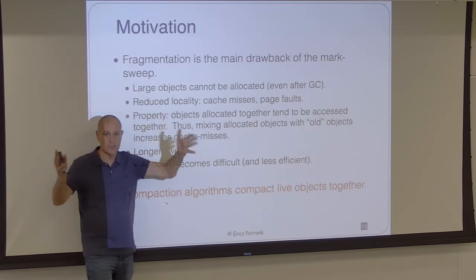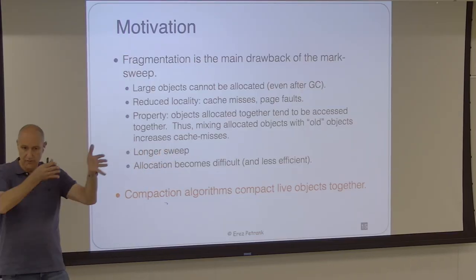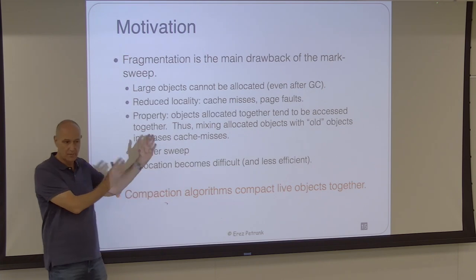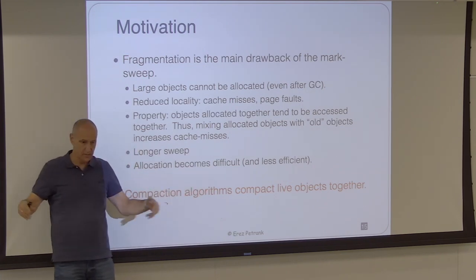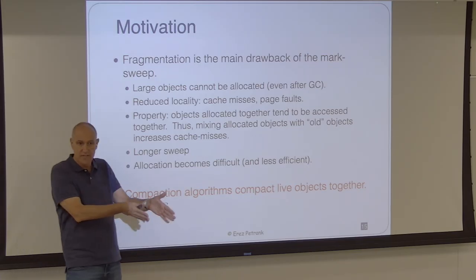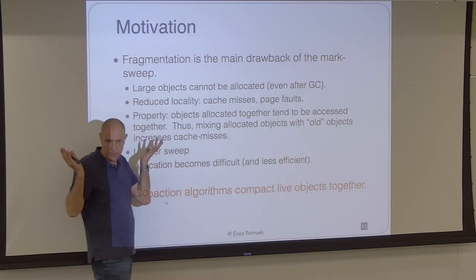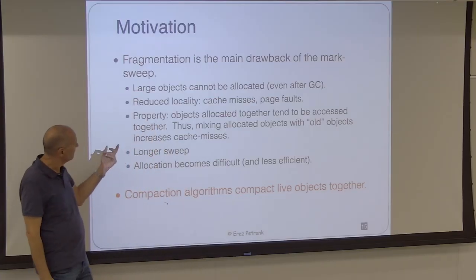So, of course, large objects cannot be allocated. This is the main thing. If you have small fragments where you can allocate from, and then comes a large object you want to allocate, there is space, but not consecutively, so you cannot allocate this object. This is the main motivation, clearly. But there are other things.